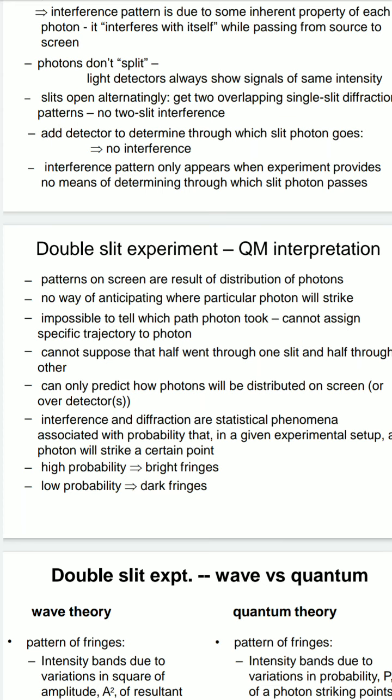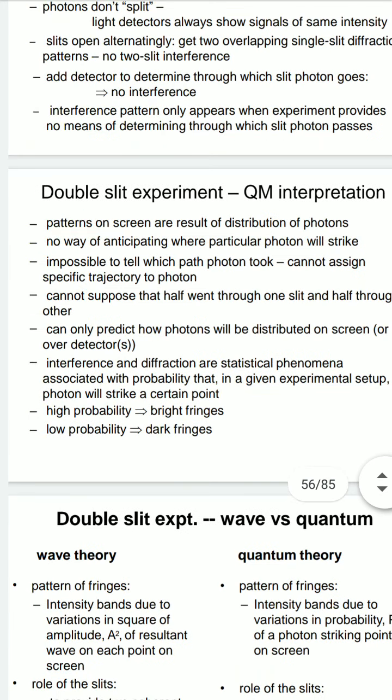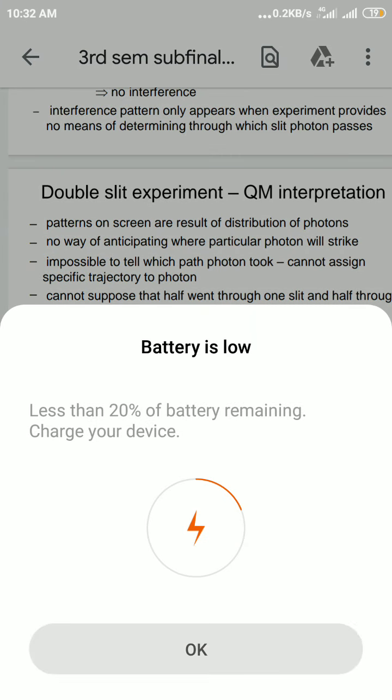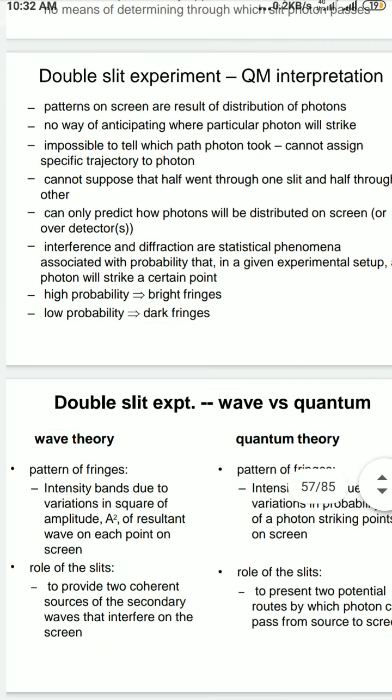So high probability means bright fringes. The maximum probability of hitting an electron at one point means there will be a bright fringe. So maximum probability is there, so we expect a bright fringe there. Okay, low probability means dark fringes. Okay, so this is how we explain the double slit experiment with the quantum mechanical interpretation.